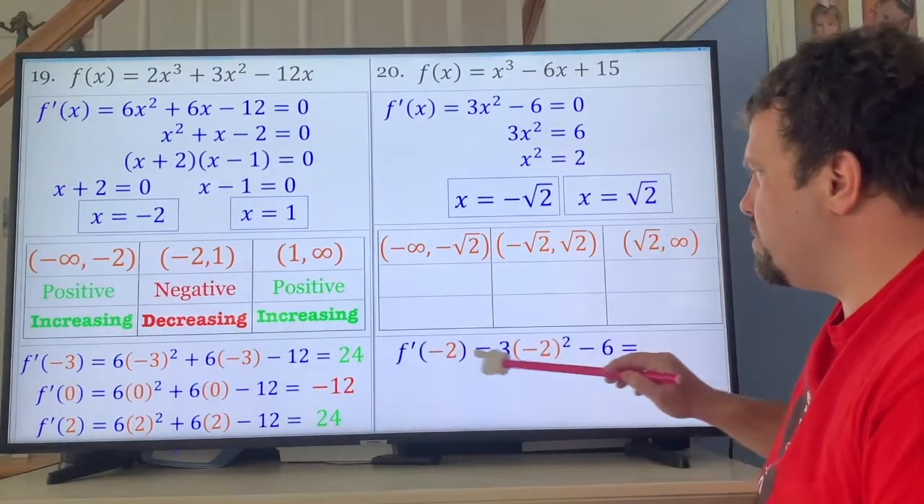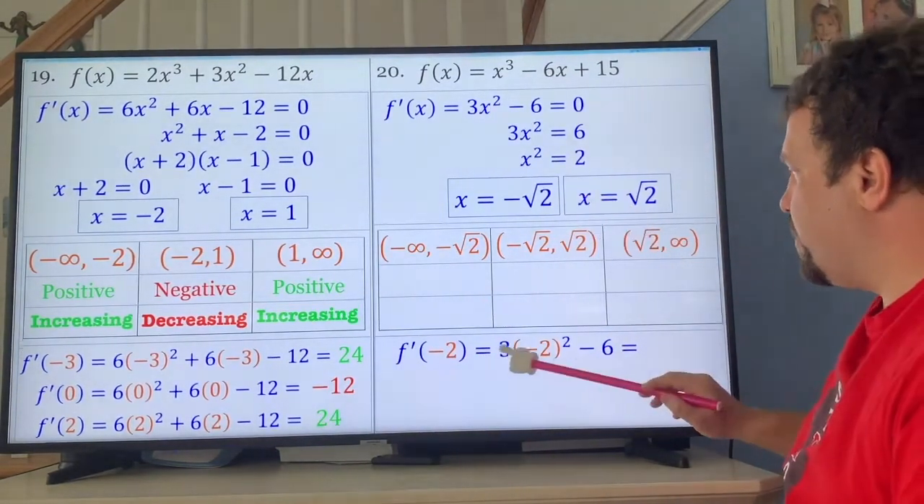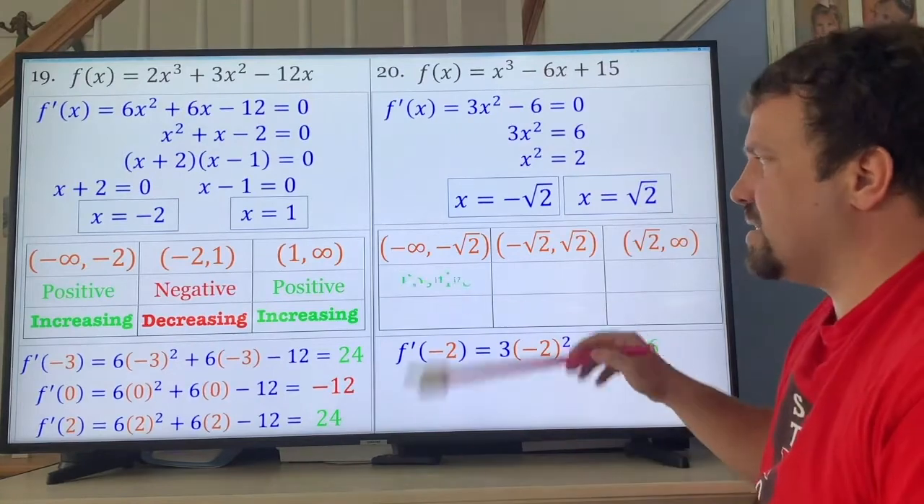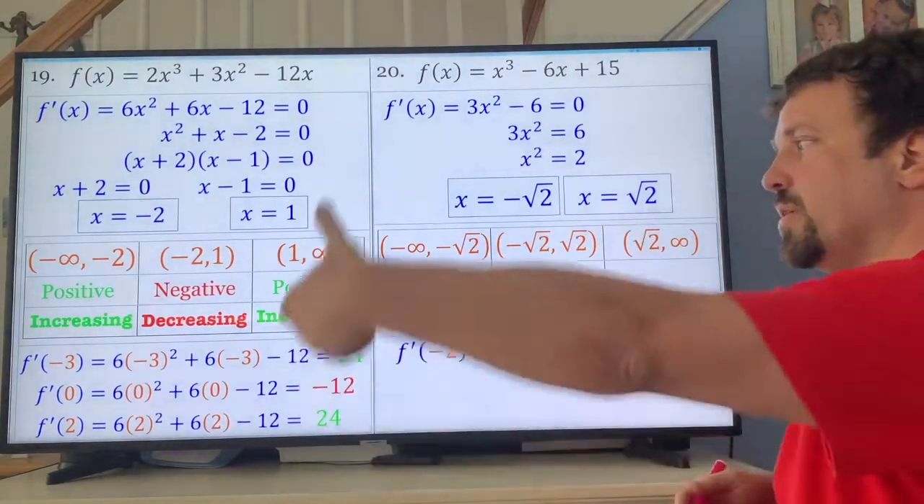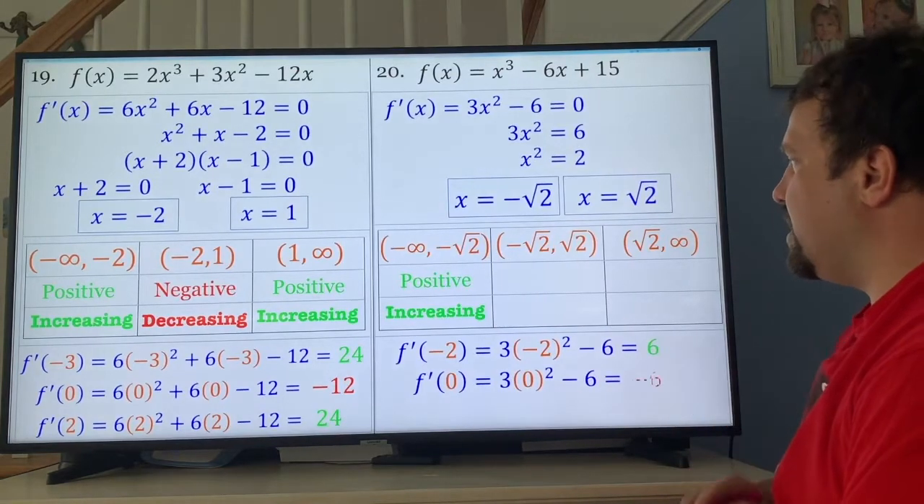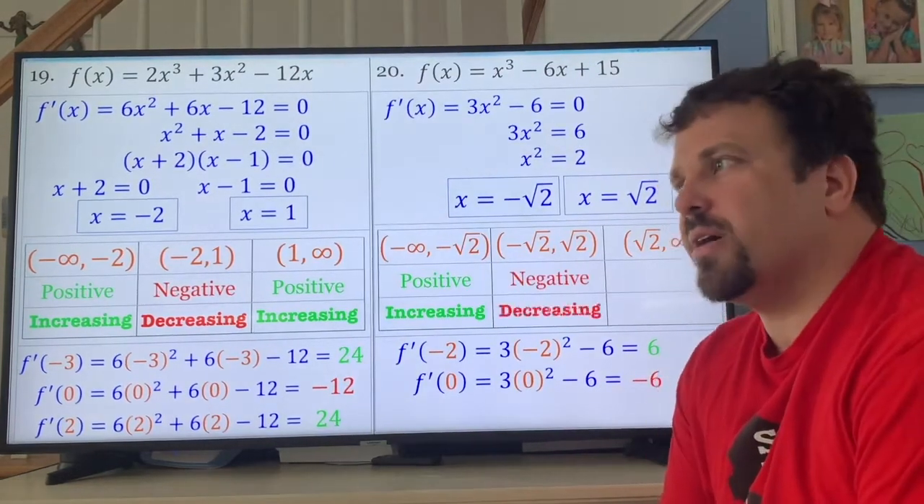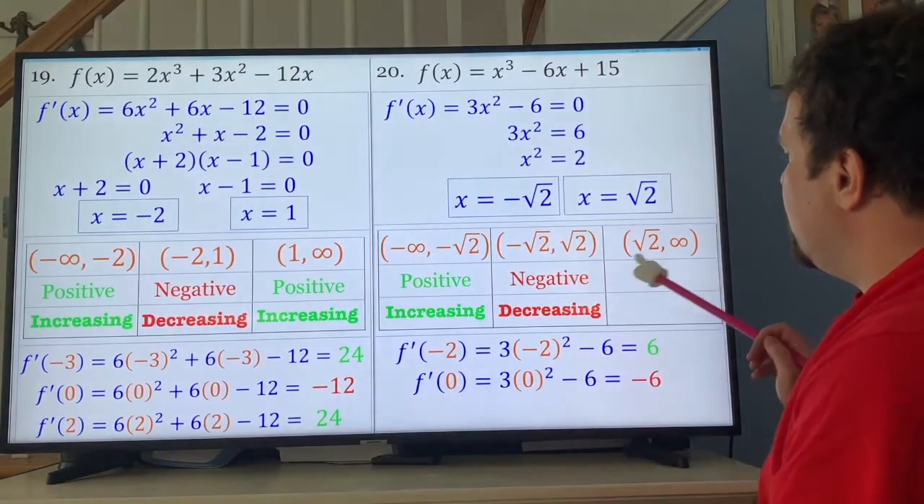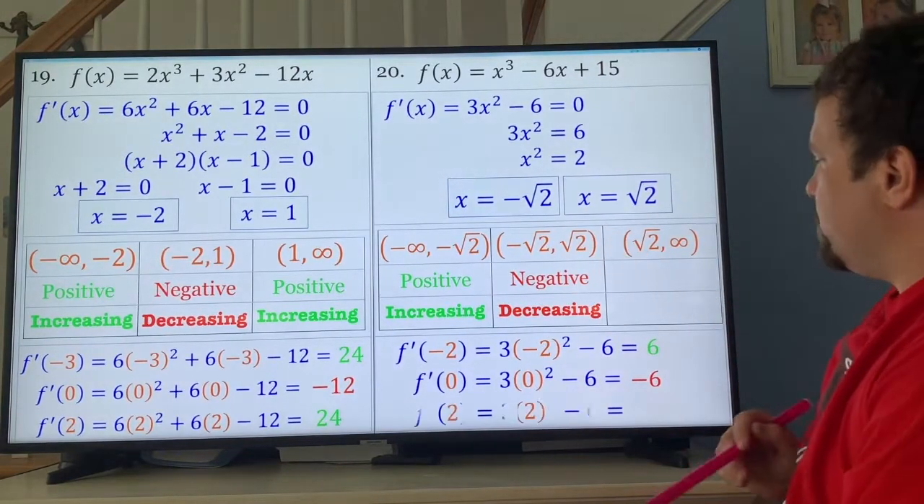Negative 2. Plug that into this equation. 3 times 4 minus 6 is 6. 6 is a positive number. Positive number means my graph is increasing. Good number between those two is 0. 0 minus 6 is a negative 6, which is a negative number, which means my graph is decreasing.